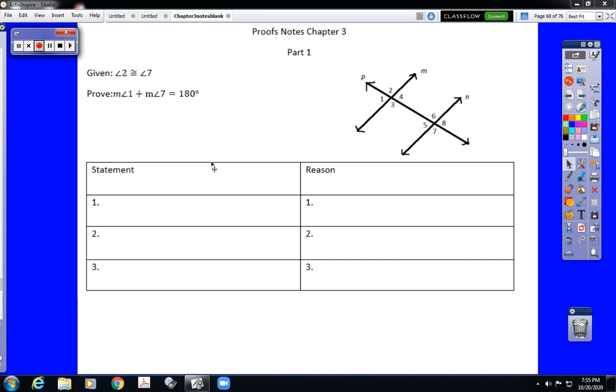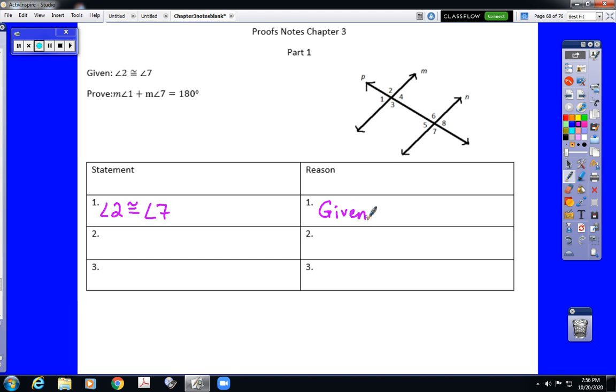Okay, so like any other proof, anytime we do any proof, doesn't matter whether it's a transversal proof, an angle proof, a triangle proof, we always start the same way. And that is to restate the given. So our first step here should read, angle 2 is congruent to angle 7 because that is our given.